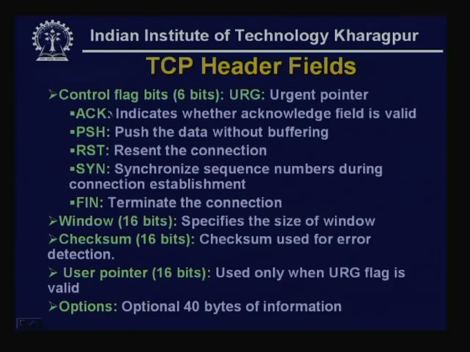Then, as I mentioned, there are several control flag bits. First one is URG, which stands for urgent pointer, and the urgent pointer is used in some specific situations. Then there is an acknowledgement flag bit, which indicates whether the acknowledgement field is valid. So, if this bit is not 1, then the acknowledgement field is invalid or is not used. Then PSH stands for push the data without buffering. So, in such a special situation, pushing of data has to be used without buffering.